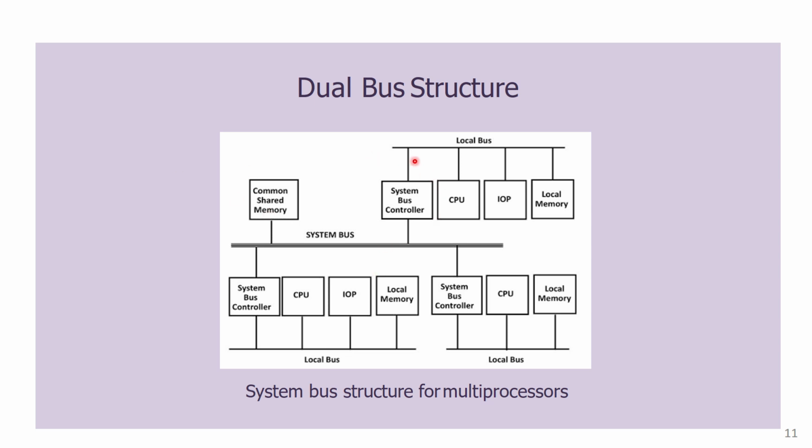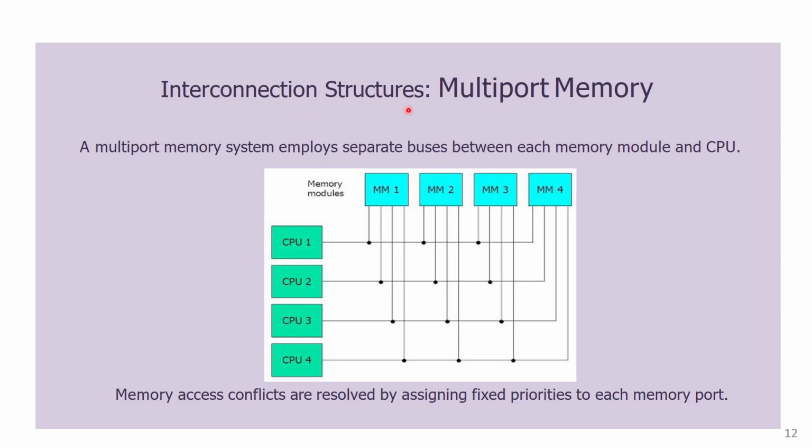So this combination of local bus and system bus is known as dual bus structure. So this is the multiport memory. In this, at these four places, at the bottom of MM1, we have 4 lines. These are 4 ports, and these 4 ports are being controlled by this memory module, and based on it, the CPU and memories can connect to each other and send messages to each other.